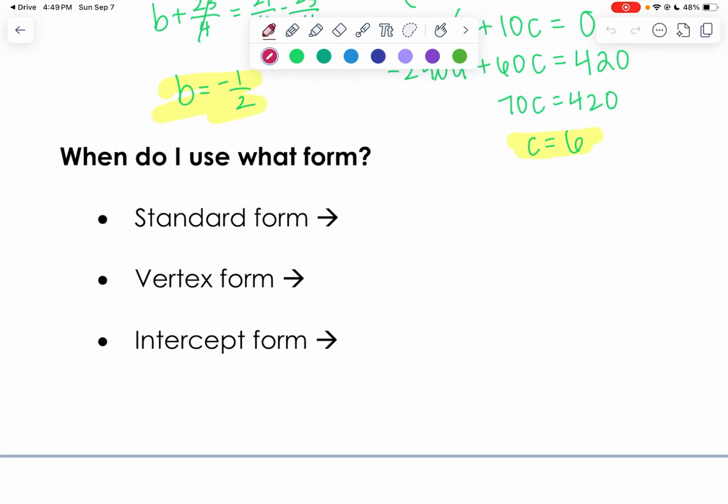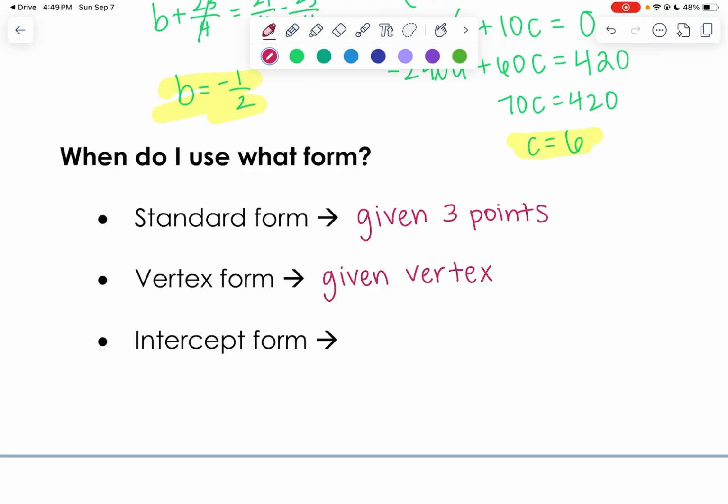Standard form is if you're given 3 points and you don't know anything about those 3 points. You don't know if one's the vertex or the intercepts or anything. You use those 3 points, you have your 3 unknowns in standard form, you set up a 3x3 and you solve it. Vertex form you want to use anytime you're given the vertex.